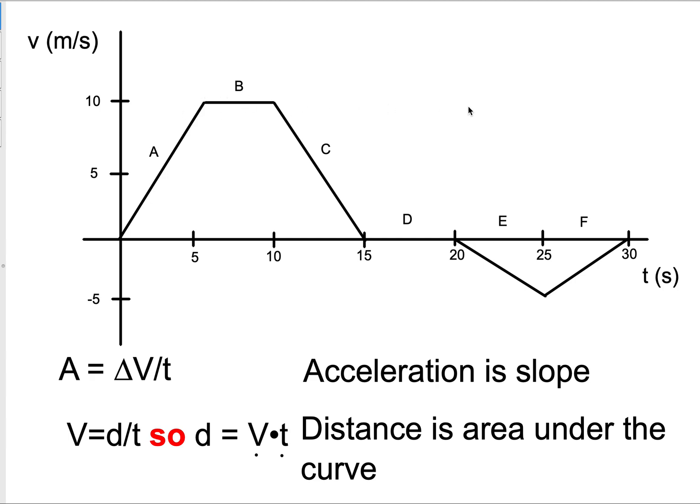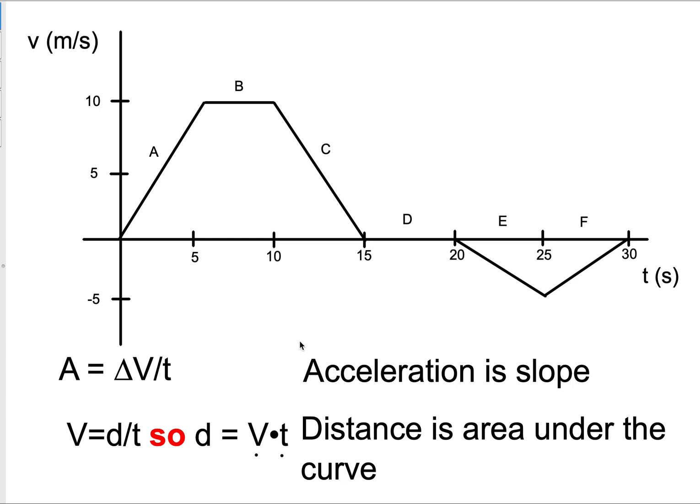So if I had asked, that's another thing I could have asked, where is the object not accelerating and still moving? B is the only spot. So I just answered this question. Where would the object be accelerating then? Either positive or negative.